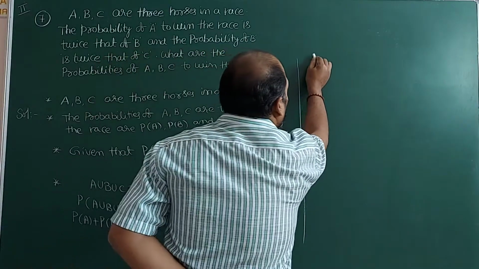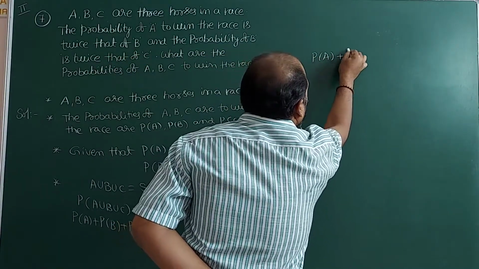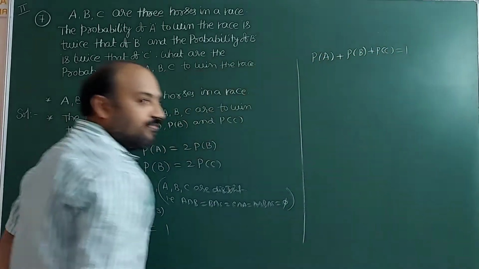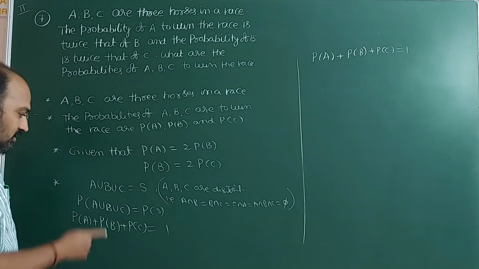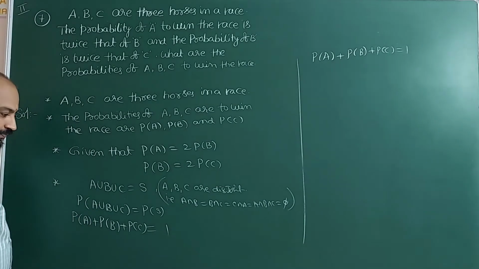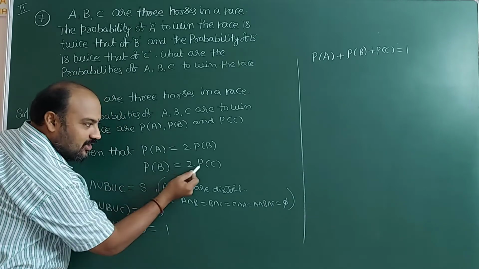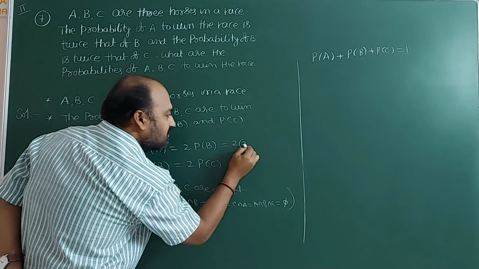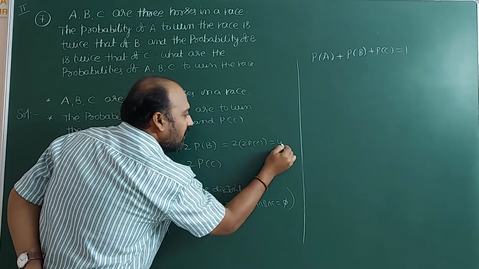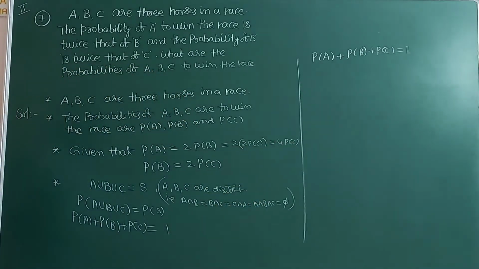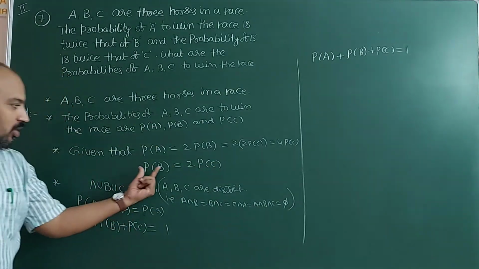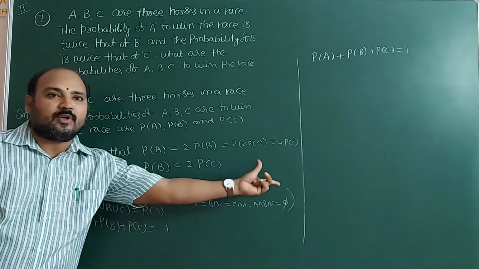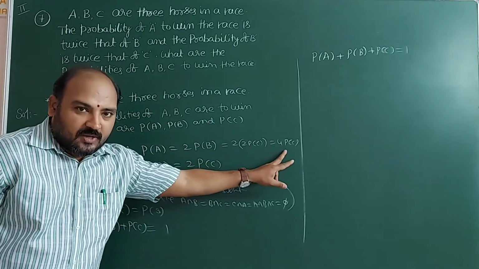So P of A, once again I am writing, plus P of B plus P of C is equal to 1 now. We don't know the P of C value. So from here, P of B value is 2 times of P of C. So in place of P of B, 2 times of P of C, so ultimately it will become 4 times of P of C. Observe carefully, dear students. P of B is 2 times of P of C. So in place of P of B, 2 times of P of C, 2 2s are 4, 4 times of P of C. So P of A is equal to 4 times of P of C.